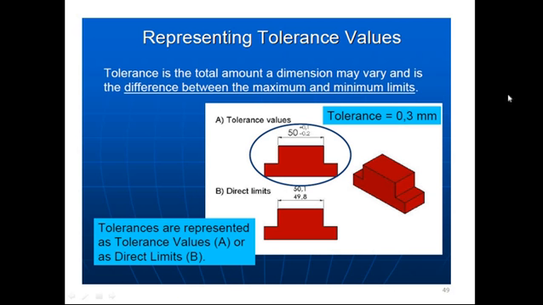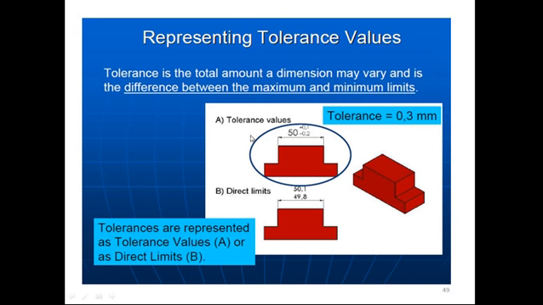Now friends, we are going to see how we are representing the tolerance. So in a drawing, how are we able to show tolerance values? Tolerance is the total amount a dimension may vary and is the difference between the maximum and minimum limits. Here you will see tolerances are represented as tolerance values A or as direct limits B.